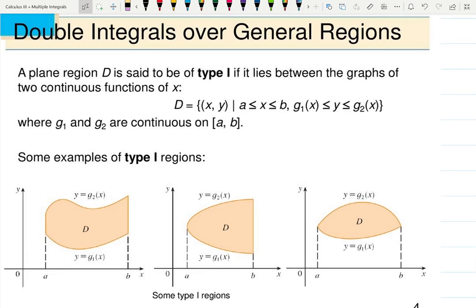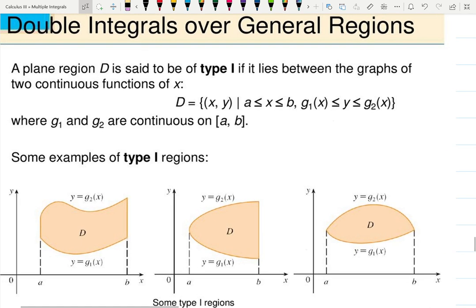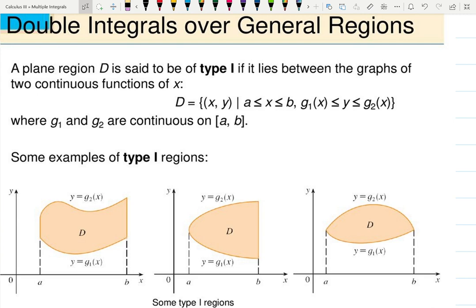A plane region D, so write down this one, this is important. A plane region D is said to be type 1 if it lies between the graphs of two continuous functions. Oh, yeah. It's kind of a review of Calculus 1 material. To be honest, it's not new. We had this before. We called it area between graphs.